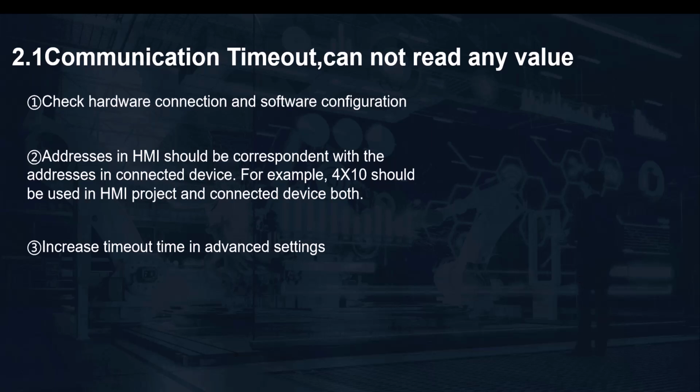And the second part is communication issues. The first one is communication timeout and cannot read any value of the variables. You need to check the software configuration and hardware connection. Sometimes you set the baud rate, data bit or stop bit in the HMI, but they are different from the settings in the connected device. So you need to check whether the parameters are the same.